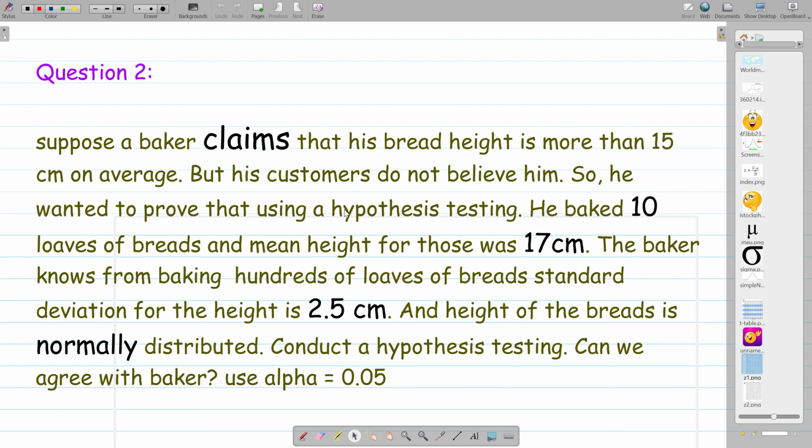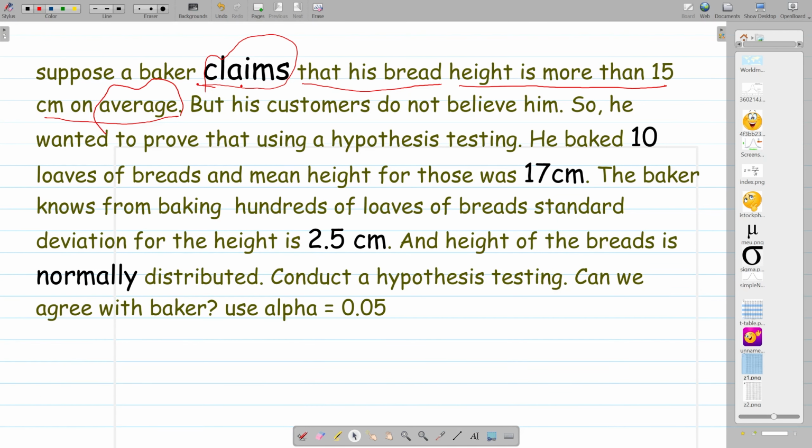Use alpha equals 0.05. At the very beginning, you have to identify what is the claim. As you all know, it has stated with the word claims, right? So, the claim is that his bread height is more than 15 centimeters on average. At the end of the claim, you make the population parameter. So we can write down the claim in the symbolic format. What is the claim? Mu greater than 15 centimeters.